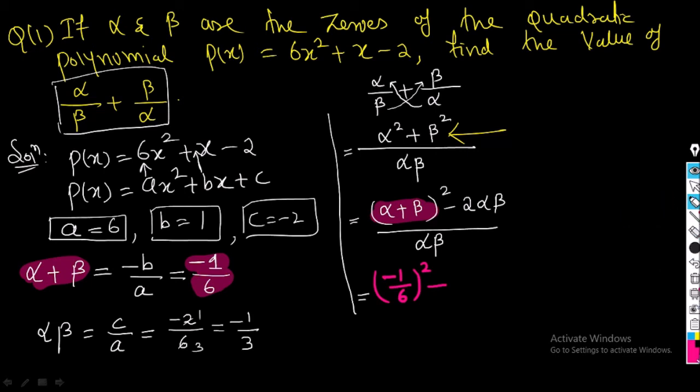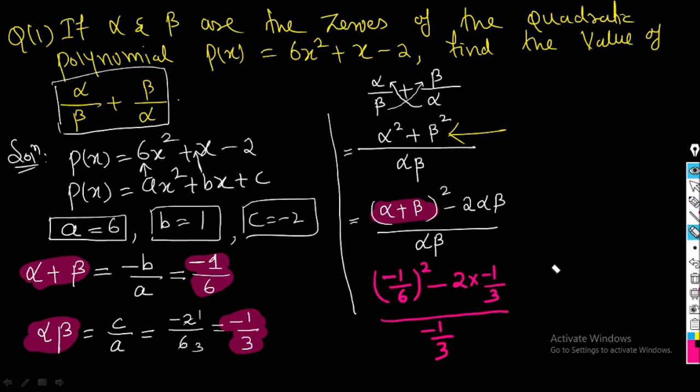What is the alpha beta value here? Minus 1 by 3. Alpha beta value is minus 1 by 3. Correct. Minus 1 by 3 you have to write. So here I write 2 into minus 1 by 3, whole divided by, again alpha into beta. Alpha beta, what do you know? Alpha beta is minus 1 by 3. Okay, done. So here we have done this one.